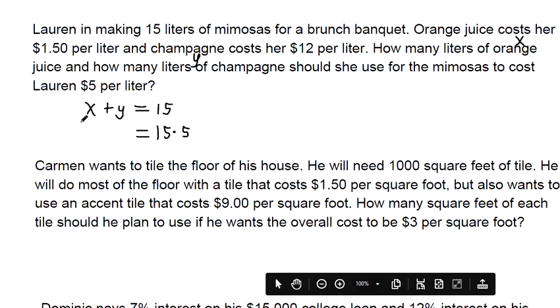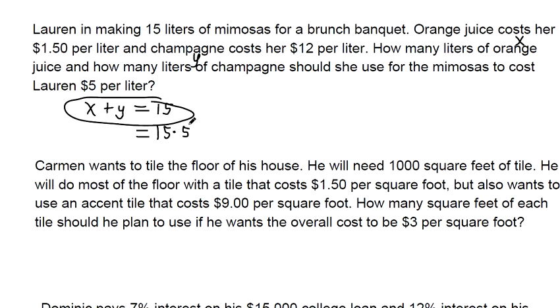This is an equation based on liters, so let's make another equation that's based on money. It's $1.50 for each x, and then it's $12 for each y. And if you add up the money you spend on orange juice plus the money you spend on champagne, it should equal the total amount of money we were willing to spend.